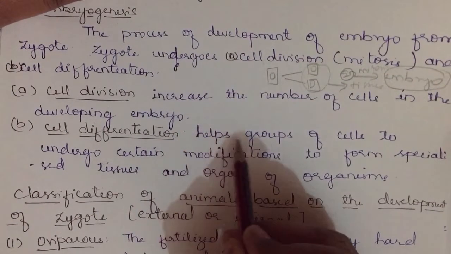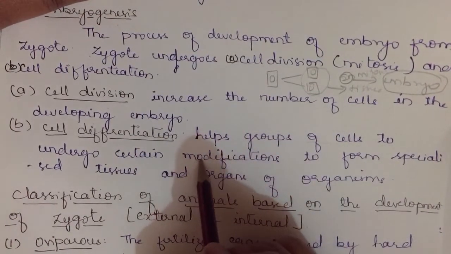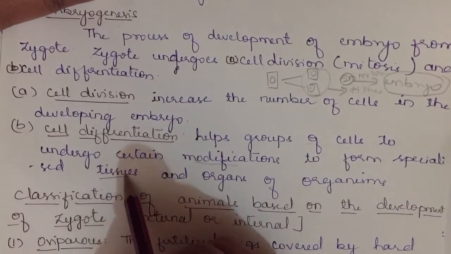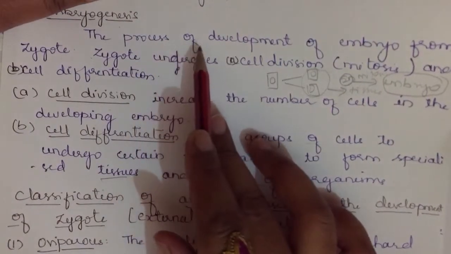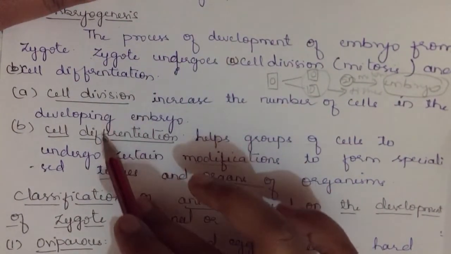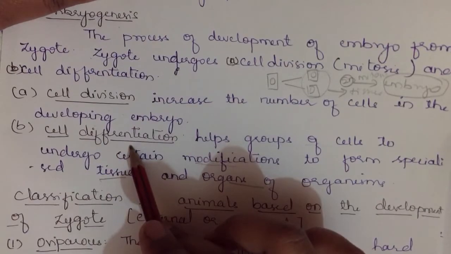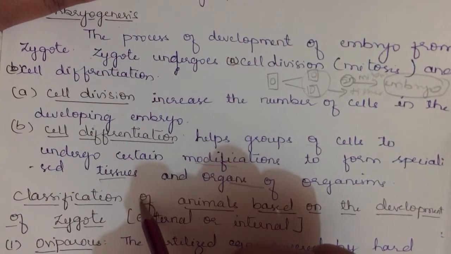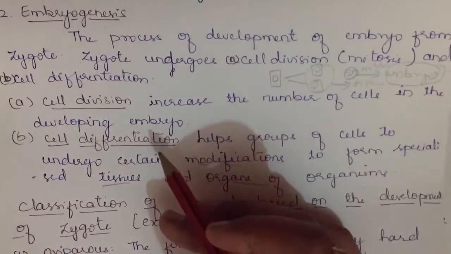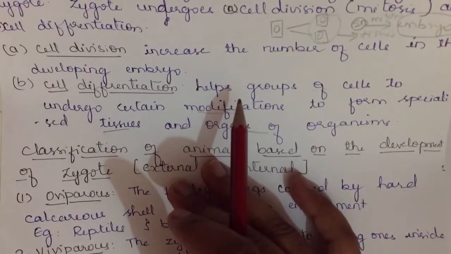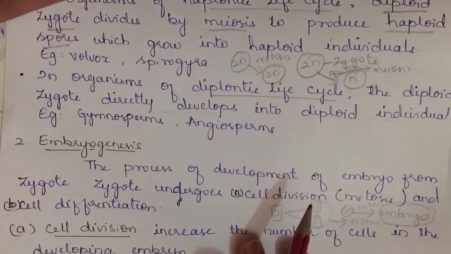Cell differentiation helps groups of cells to undergo certain modifications to form specialized tissues and organs of an organism. So what is embryogenesis? The process of formation of an embryo, and there are two stages in that: cell division and cell differentiation. Cell division helps in increasing the number of cells, and cell differentiation helps in modification of cells to form specialized tissues and organs. I think this year we have got questions to write about these two stages. This is about post-fertilization events with cell division of the zygote and embryogenesis.